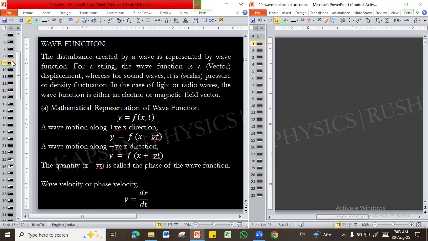Okay, so in the last lecture, we have discussed what is wave function. What is wave function? Wave function is basically the function of space and time. That is equation of wave, or you can say wave function.